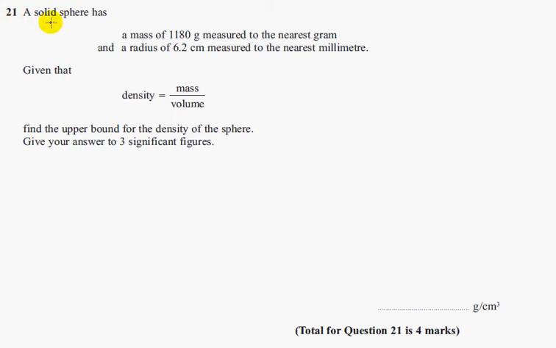Question 21. A solid sphere has a mass of 1,180 grams measured to the nearest gram, and a radius of 6.2 centimeters measured to the nearest millimeter. Given that density is mass divided by volume, find the upper bound for the density of the sphere. Give your answer to three significant figures.